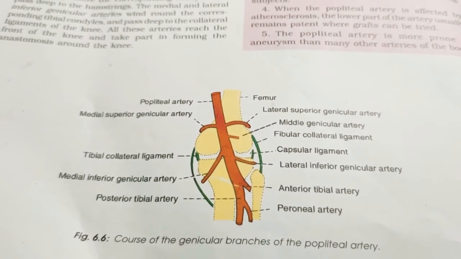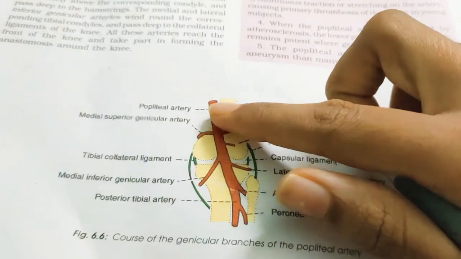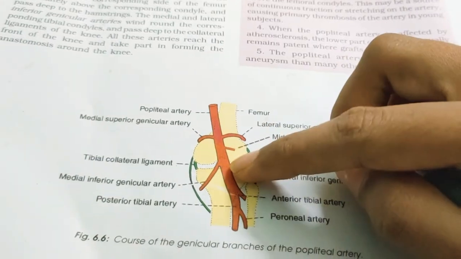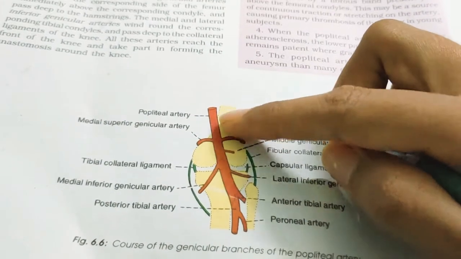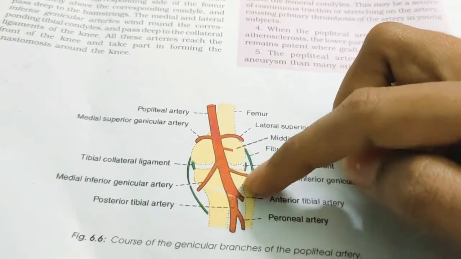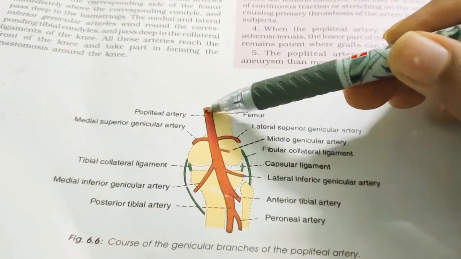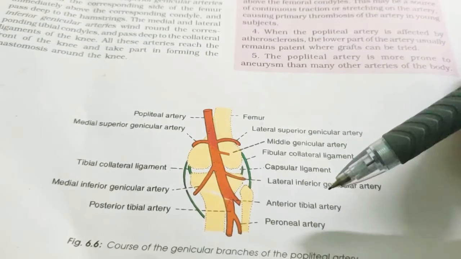The cutaneous branches mainly arise directly from the popliteal artery. You can see this is a popliteal artery. So from this they may arise directly or indirectly from its muscular branches. So one cutaneous branch usually accompanies the small saphenous vein, okay? Remember that the small saphenous vein is always accompanied by one cutaneous branch of the popliteal artery.